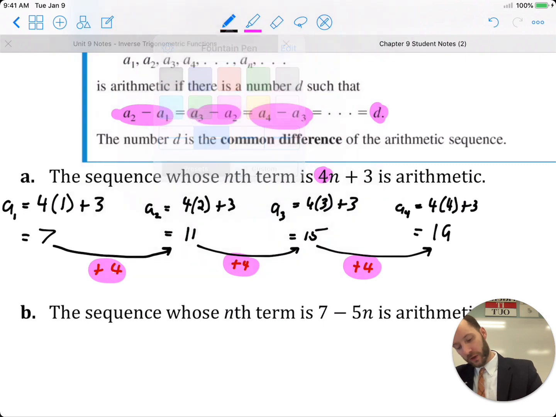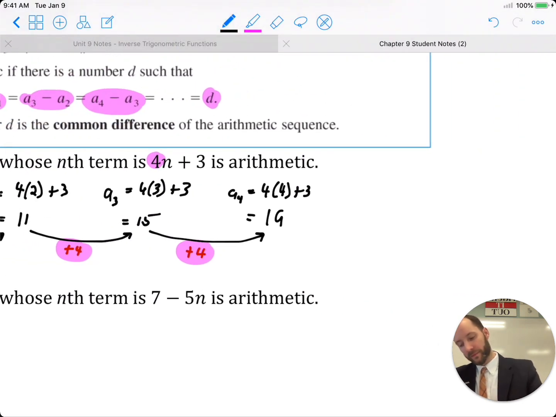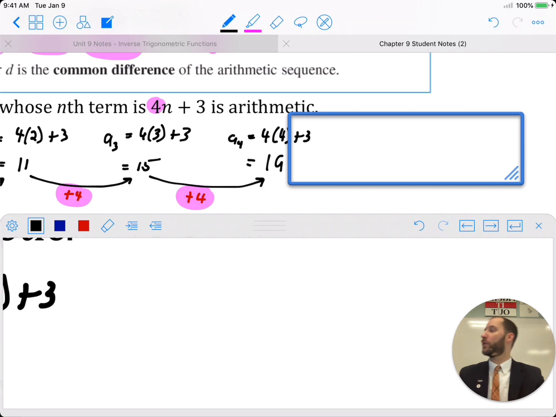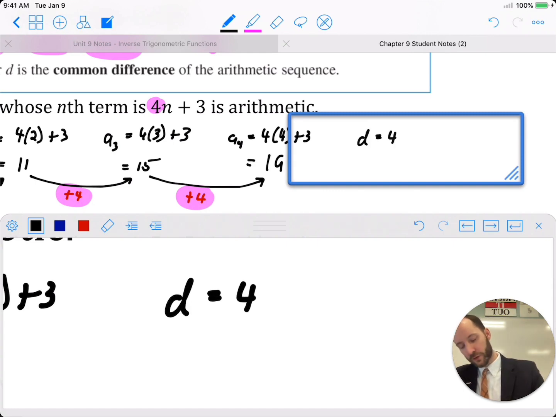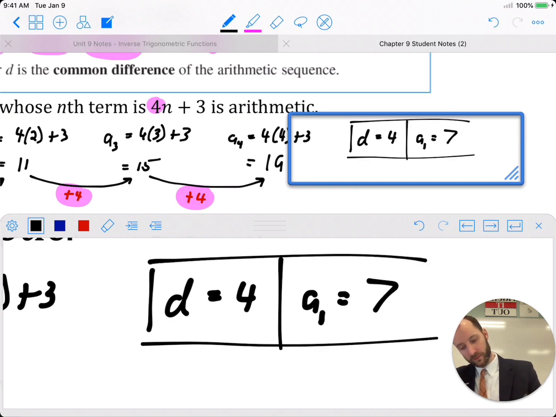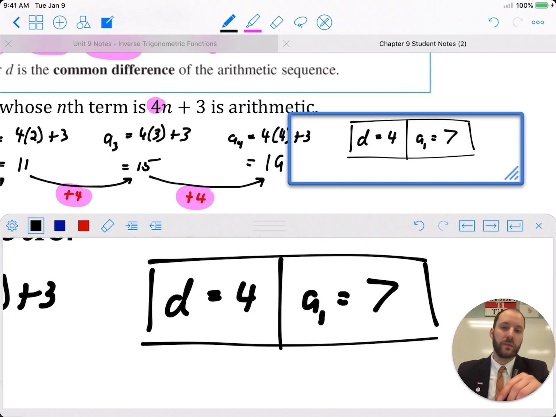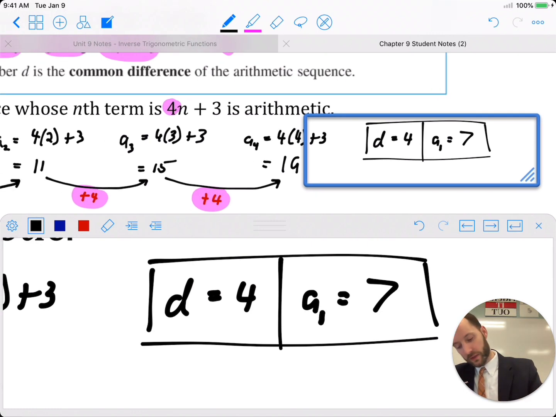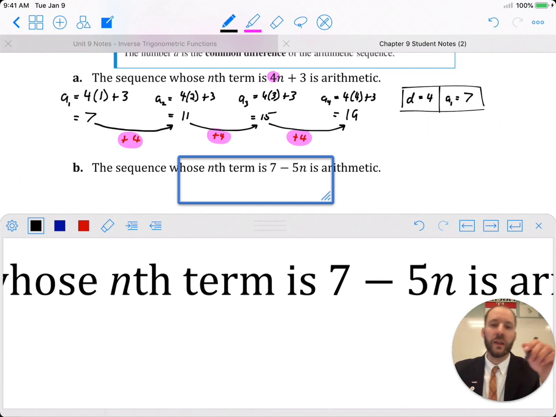So you have the 4 right there. And if we wanted to get a little more particular about these, you could say common difference, D, is 4, okay? And your first term, a sub 1, we found it as 7. Let's look at another one, okay? So nth term is 7 minus 5n.